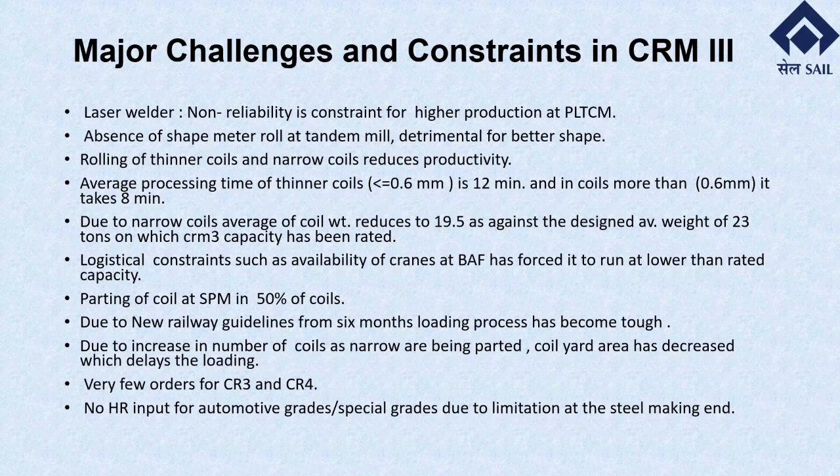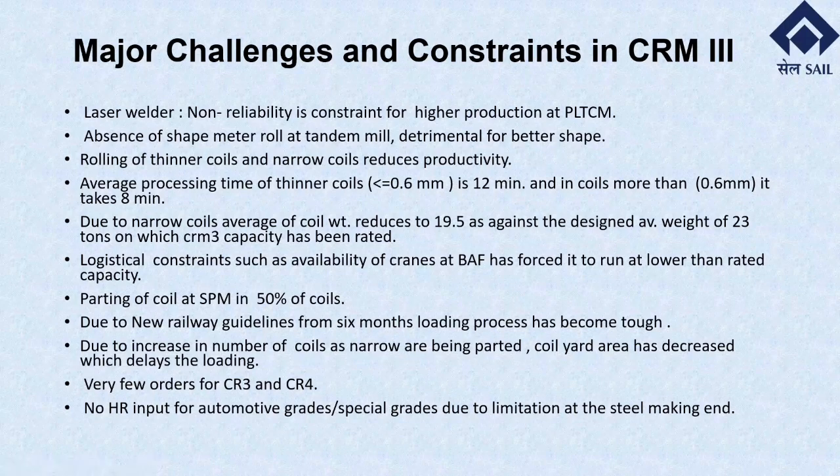But Ashuji, can I ask something? Yes, sir. There are 2 points. One point says that due to narrow coils, average coil weight is reducing from 23 to 19.5. From higher weightage we are already coming down to lower weightage. Then after that, do we need to do this 50% parting?